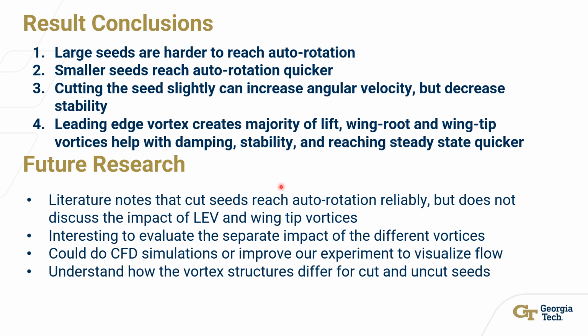So the cut seeds have this leading edge vortex, which is why the cut seeds reach autorotation as well as the uncut seeds. But these wing root and wing tip vortices, likely due to the cuts in the trailing edge of the seed, are likely much different than for an uncut seed. So this is the reasoning for why cut seeds have less stability and they just don't reach steady state as fast.